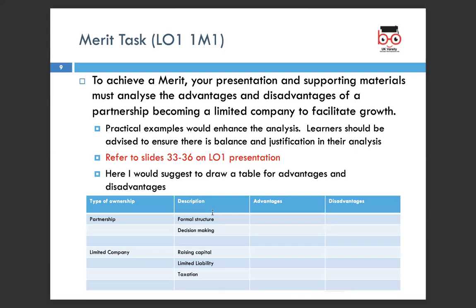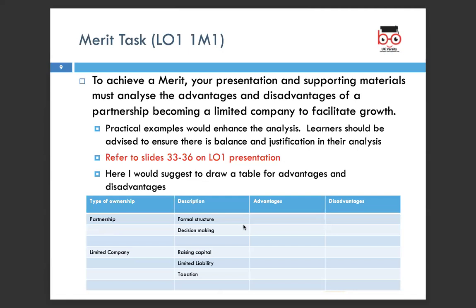So I would suggest you draw a table of advantages and disadvantages. This is basically a proforma. For each type of ownership, like partnership or limited company, describe the activities, formal structure, decision making, raising capital, limited liability, and taxation. Then you can write a few advantages and disadvantages.